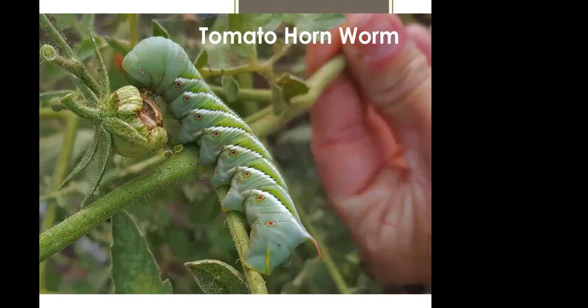Something that's also fun to see, sometimes you might see some white eggs on top of this tomato hornworm. That means that a beneficial parasite has laid its eggs on top of that pest, and that's a good sign meaning that tomato hornworm has been taken care of for you by a beneficial insect. So that's a very cool thing to see.